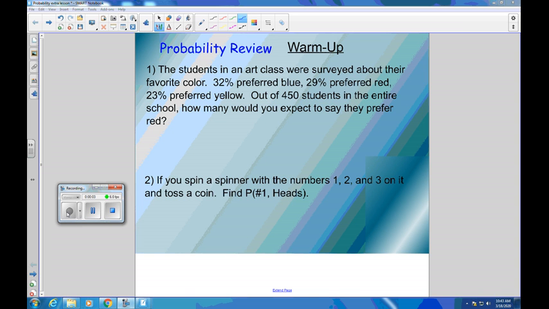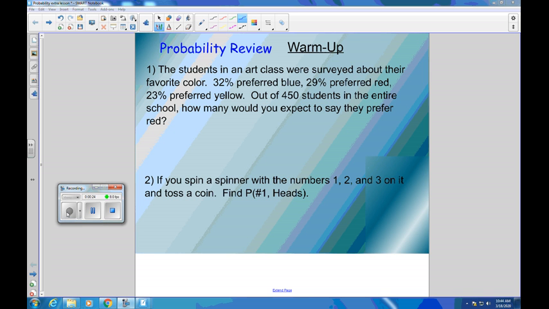Alright, this is our second lesson of 13.6. We're still working with probability. So this one says the students in an art class were surveyed about their favorite color. 32% preferred blue, 29% preferred red, 23% preferred yellow. Out of 450 students in the entire school, how many would you expect to say they prefer red?